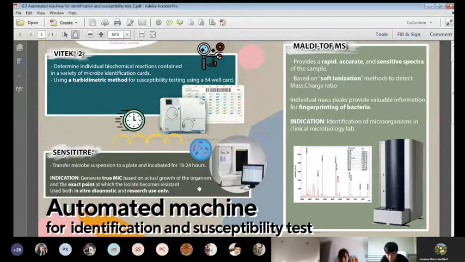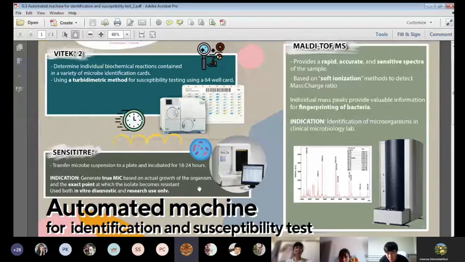VITEK 2 Compact, with 30-card capacity, uses a photometric methodology to determine individual biochemical reactions contained in a variety of microbe identification cards, and a turbidimetric method for susceptibility tests using a 64-well card.